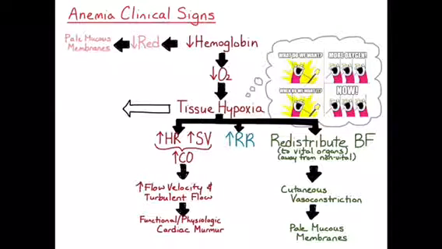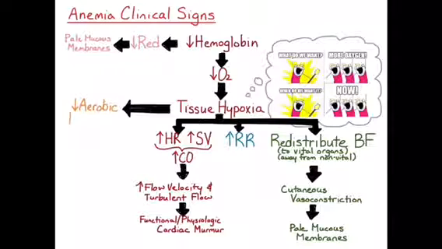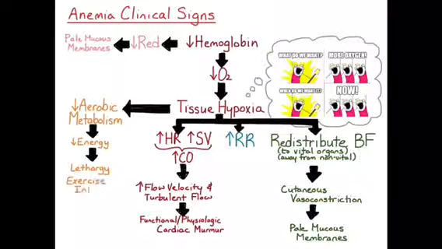Tissue hypoxia results in less aerobic metabolism, meaning that there's less oxygen available for energy production. And this results in lethargy in the animal, so tiredness in the animal, and they can be more easily tired with exercise. This is called exercise intolerance.